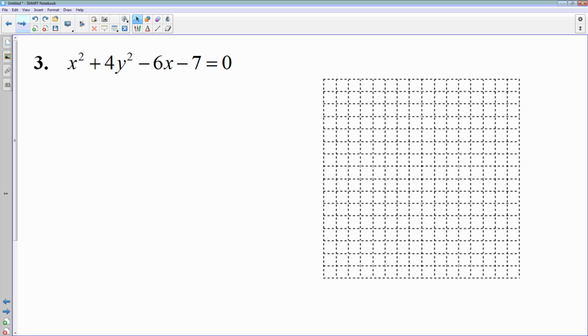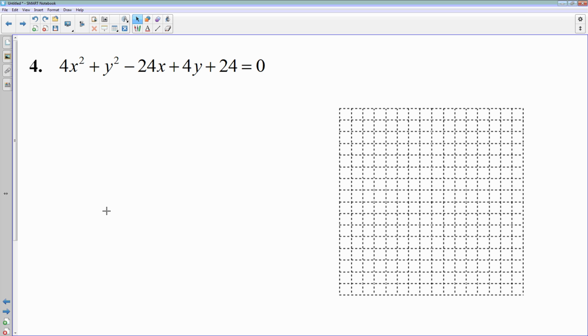We need to get these. Some of these are not going to be in standard form. And so the last thing that I'm going to show you is how to get an ellipse in standard form that is not in standard form to begin with. We are going to have to complete the square, just like we did with parabolas.